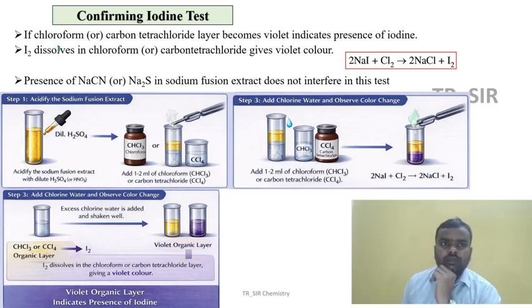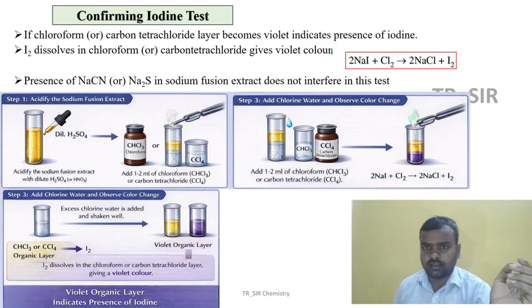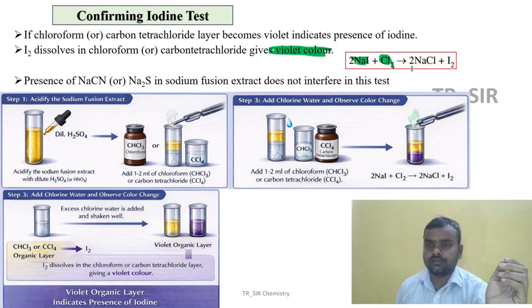Now confirming the iodine test, same method as it is. You can see here, but here the color alone is different. Violet color will be given. Sodium iodide solution we taken, chlorine water we are passing, so we got the iodine. How will the iodine come?